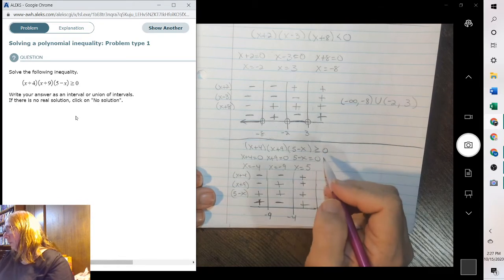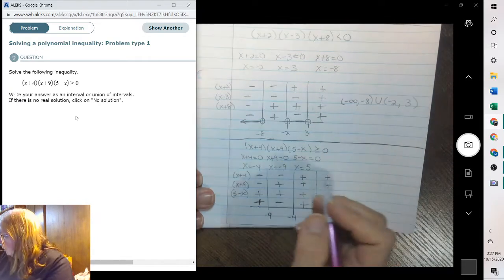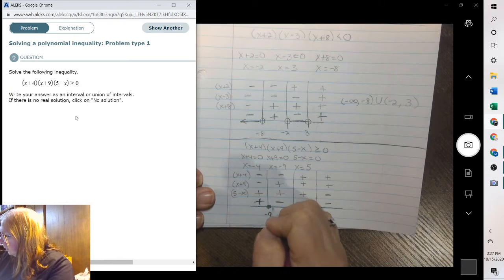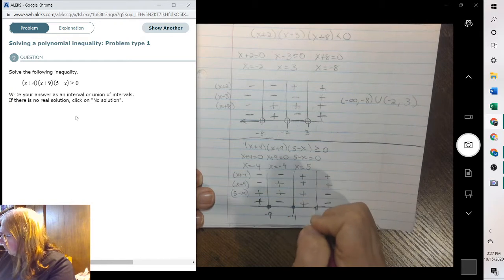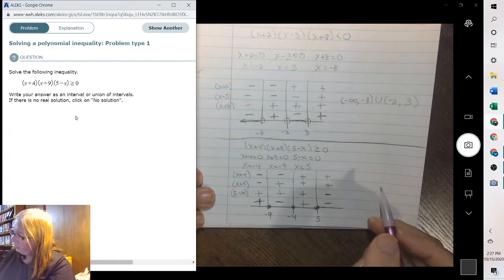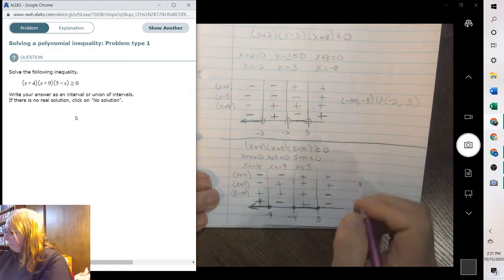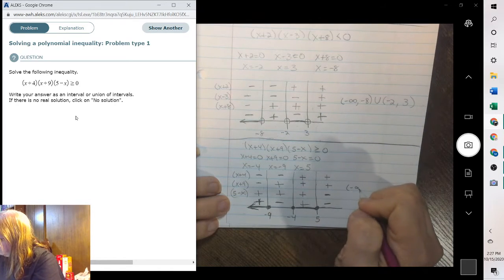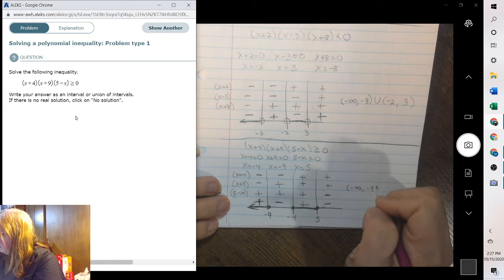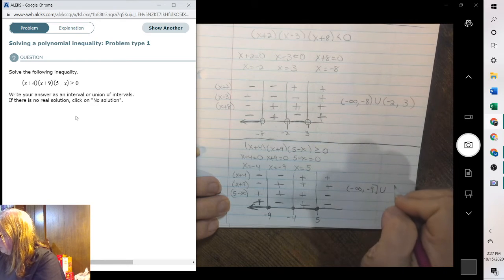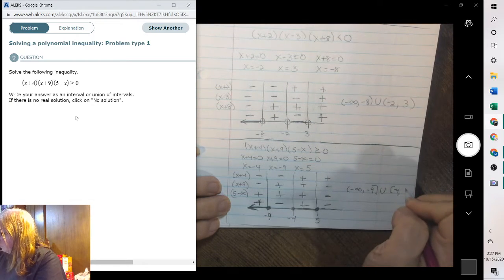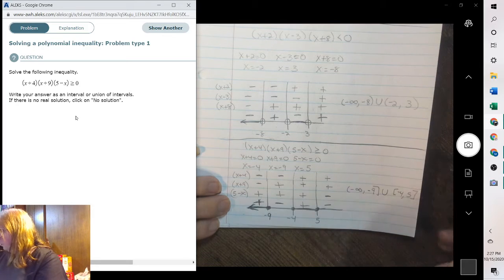These were greater than or equal to. Because of the equal to, these will be colored in circles. And because of the greater than, we want the positives. So that's this one and this one. Negative infinity to negative 9, square bracket because we're including it. And then negative 4 to 5. Both of those are also square brackets.